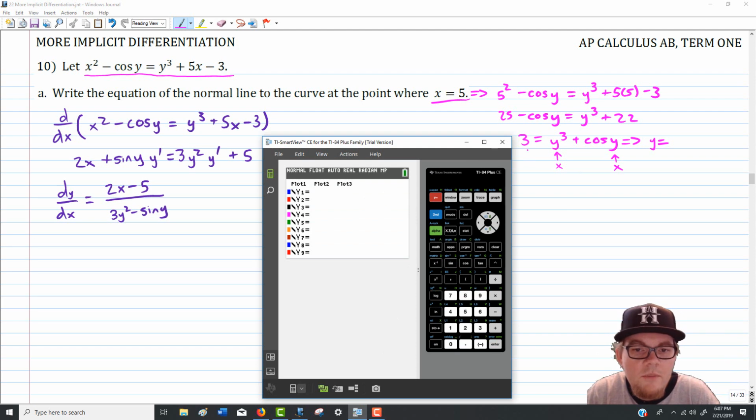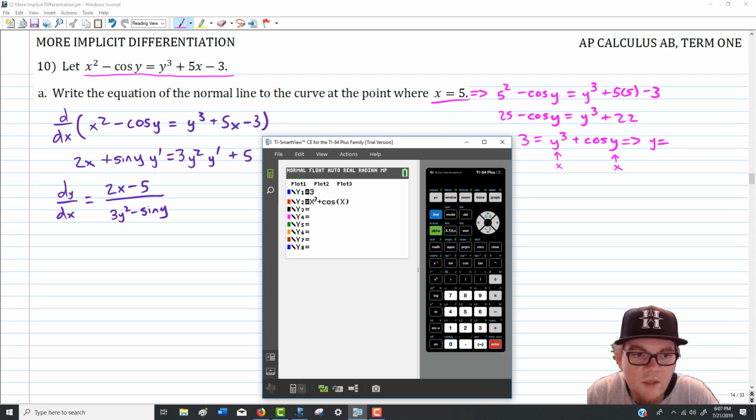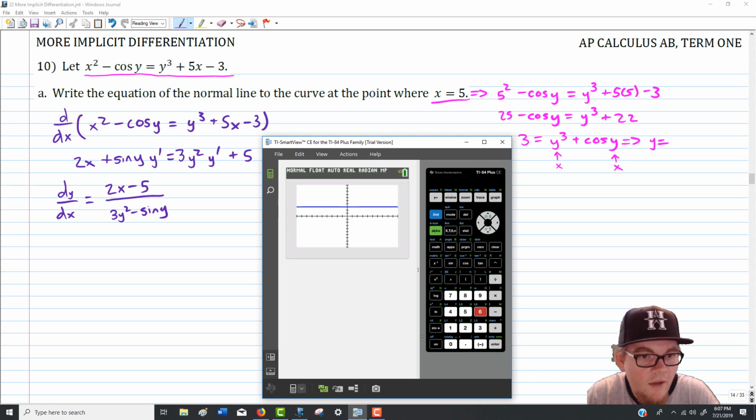So we want to find the intersection between 3 on one side and then y cubed plus cosine of y. But again, we don't have the ability to graph y's, so I'm just going to graph x cubed plus cosine of x. So I'm going to find the intersection, and remember, since the y is what our x is, whatever the x values of the solutions are, those are going to be our y values.